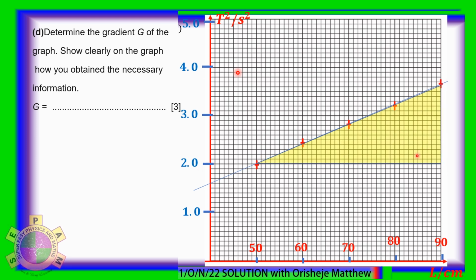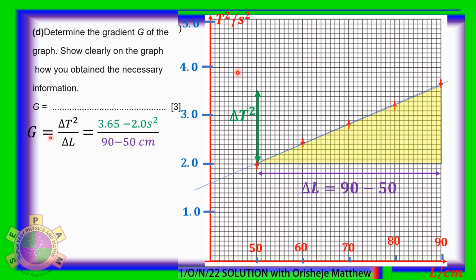So we find the run, that is the increase in length. So 90 take away 50, that is 40. So let's look at the rise, the increase in this period square. So if you do that, we can now calculate it. So delta t squared divided by delta L will give us the gradient.